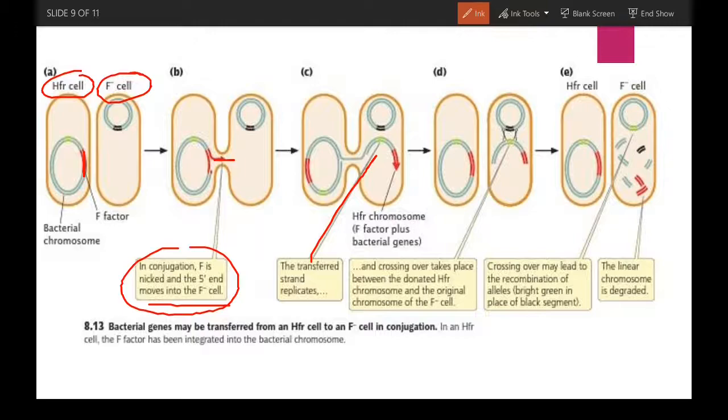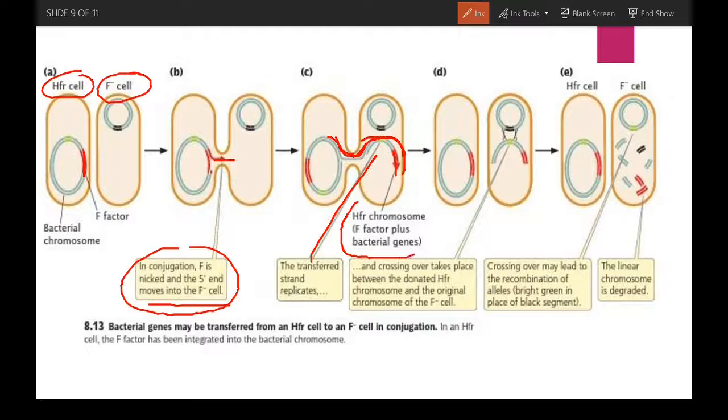But along with the F factor here, the bacterial chromosome of this Hfr bacteria is also moving in. You can see in the earlier case only the F factor was moving into the F minus cell. From F plus to F minus cell only the fertility factor was moving. But in the case of Hfr cells, high frequency strains, because the F factor is integrated into the bacterial chromosome, along with the F factor the bacterial chromosome is also being transferred into this F minus bacteria.